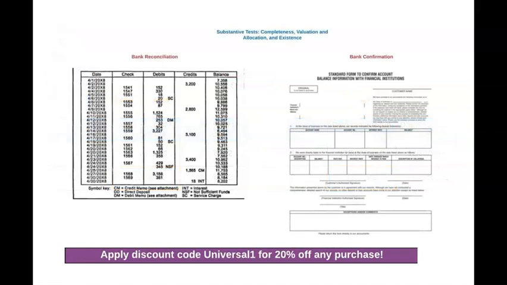All right, let's talk about substantive tests related to cash. This one is easy. I need you guys to remember bank confirmations and bank reconciliations. We keep our cash at the bank. We are going to look at the bank documents when testing for cash. All right, so we're going to kill 3 birds with 1 stone here. So we can knock out our test of completeness, valuation and allocation, as well as existence by submitting a bank confirmation, as well as by performing these bank reconciliations.